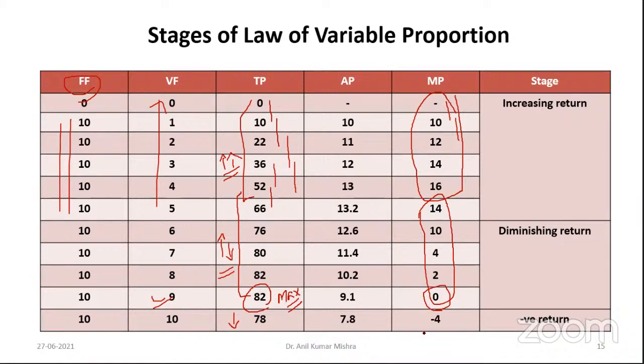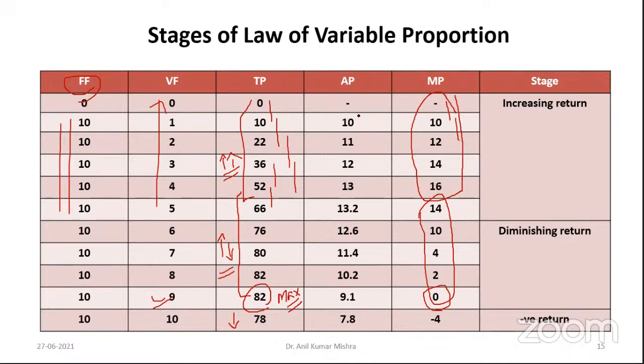And what about the average product? Average product, first of all, increases, right? And how will it be calculated? The total product divided by the variable factor: 10 divided by 1, 22 divided by 2, 36 divided by 3, and so on. So the total product divided by the variable factor is called the average product.